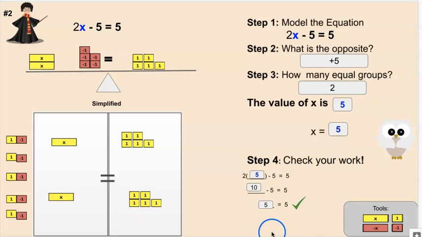We know the mystery number. The value of x is 5. X equals 5. So this is how we do it, Huskies. I hope this helps.